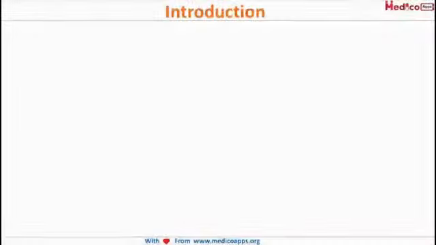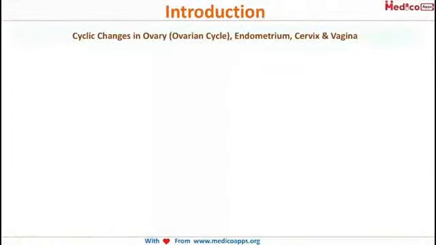Now we know that the menstrual cycle is nothing but the cyclical changes in the ovary, endometrium, cervix and the vagina. So all of these structures undergo certain cyclical changes. Together we are calling it the menstrual cycle. However, especially for the ovarian changes, we are terming it the ovarian cycle. Now, let's see what this ovarian cycle is all about.